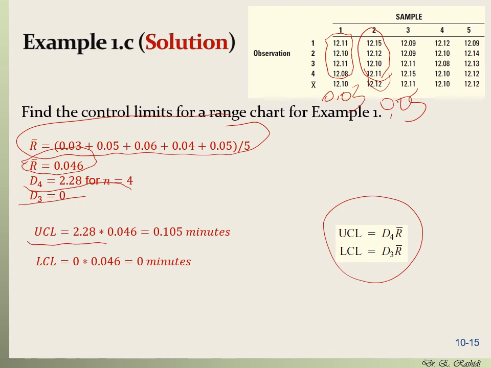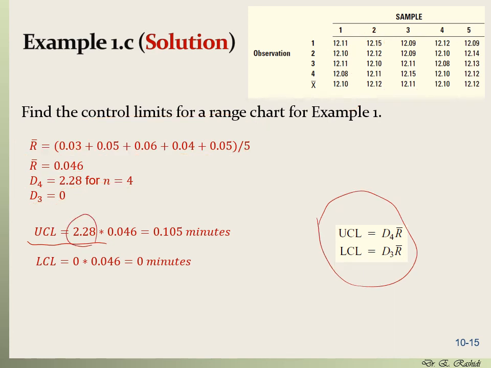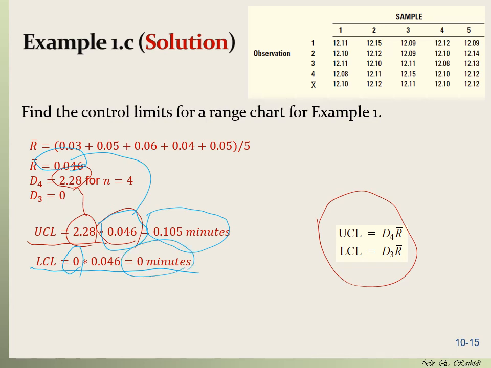So the upper limit is 2.28, that's D4. D4 is 2.28 multiplied by R bar, which we computed here. And we get the upper control limit, that's 0.105. These are in minutes, the time that it's going to take for the glue to dry. And for the lower limit, D3, since D3 is 0, the lower limit would be 0. So now we have the lower limit and upper limit for the R chart.